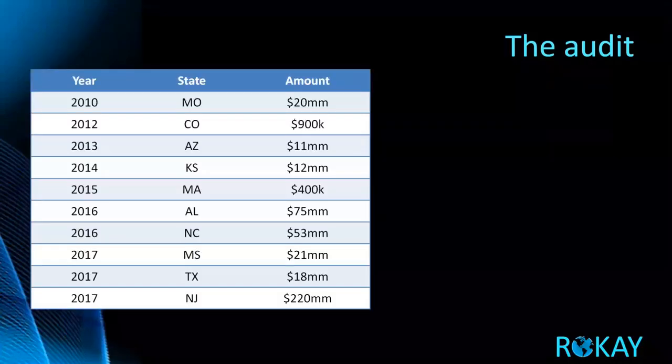So here are the audits that they reviewed. These are audits that they have already conducted. I have them listed chronologically by the year the report came out. That doesn't mean that's the year of the data that they were reviewing. So for an audit report in 2012, they could have been reviewing data from 2008, for example, but the report came out in 2012. So I have the year, I have the state, and the amount of money OIG in that report or in that audit said needed to be repaid. And those amounts go from $400,000 to $220 million.